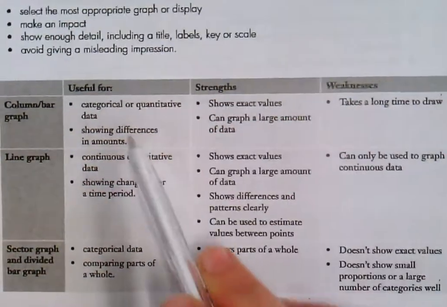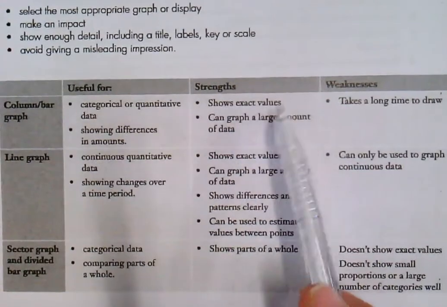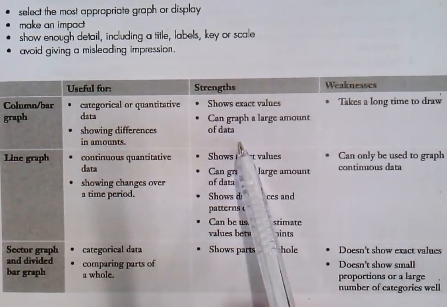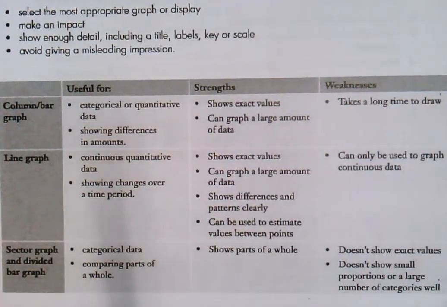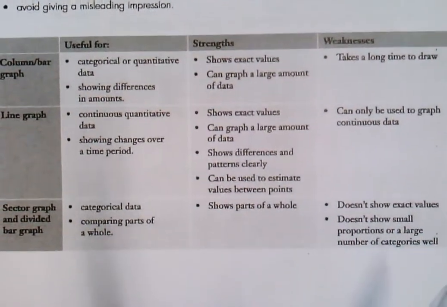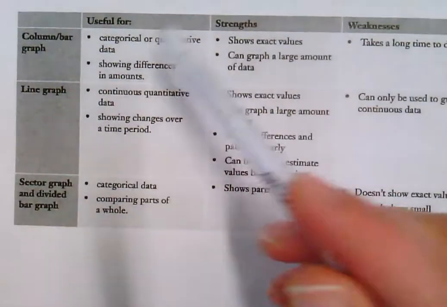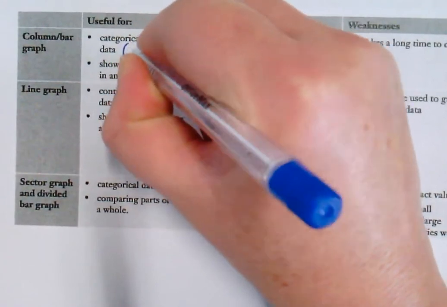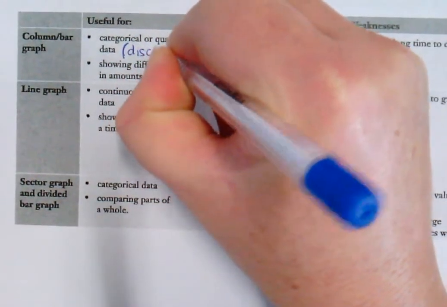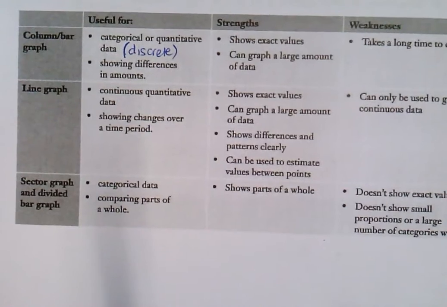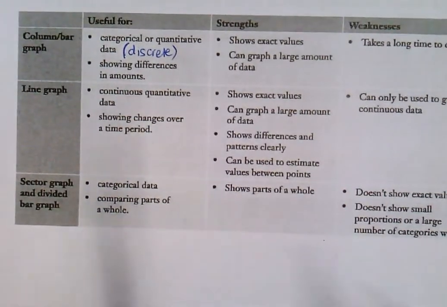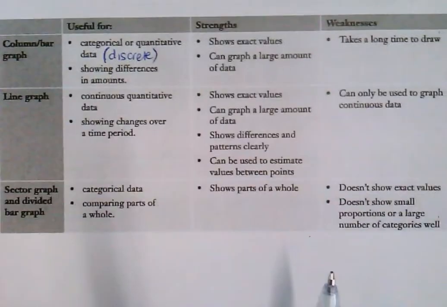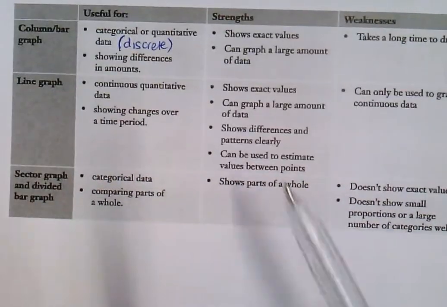You'll see the differences in the heights of the columns. What's good about it? It shows exact values. You can put a large amount of data in it, but they do take a long time to draw. So either categorical or quantitative, I put quantitative discrete data, data that can be counted, not continuous data. You wouldn't do temperature in a column or bar graph. You're going to see examples of what we do very soon, okay?